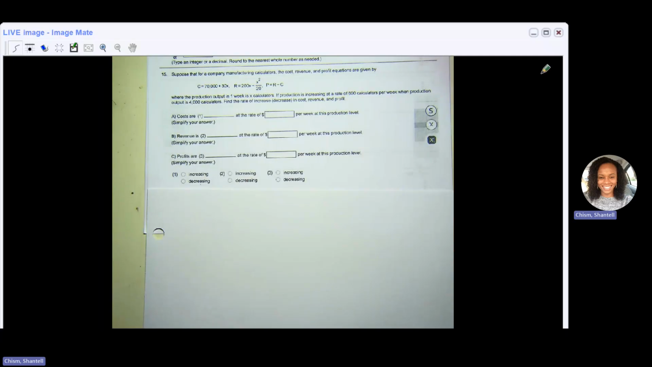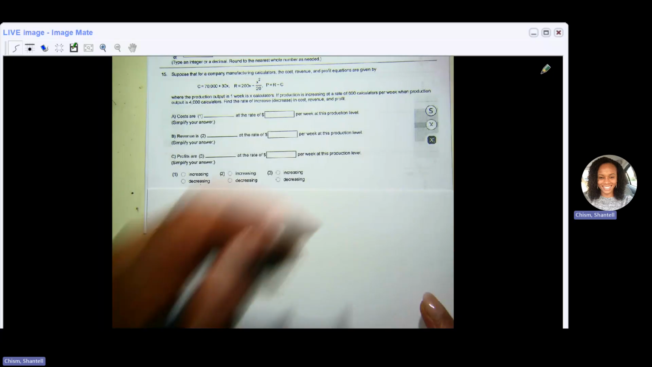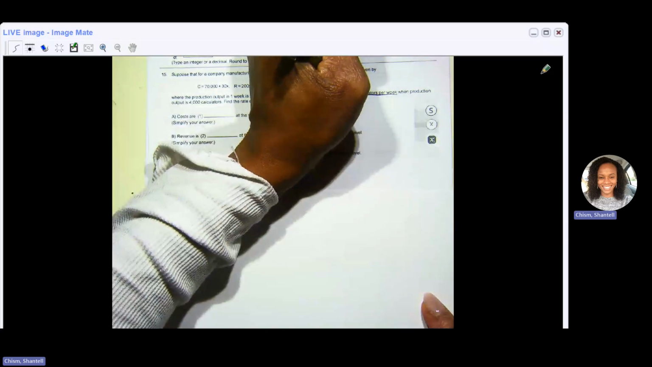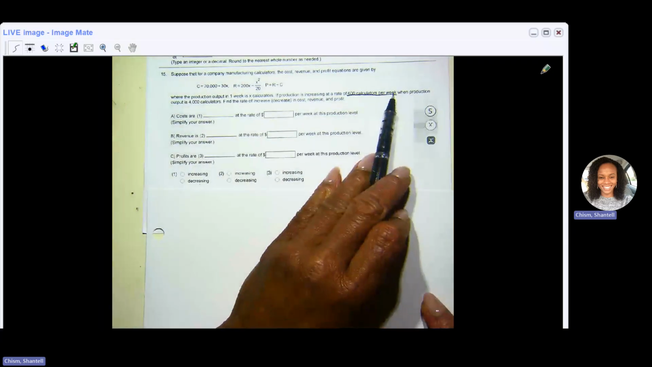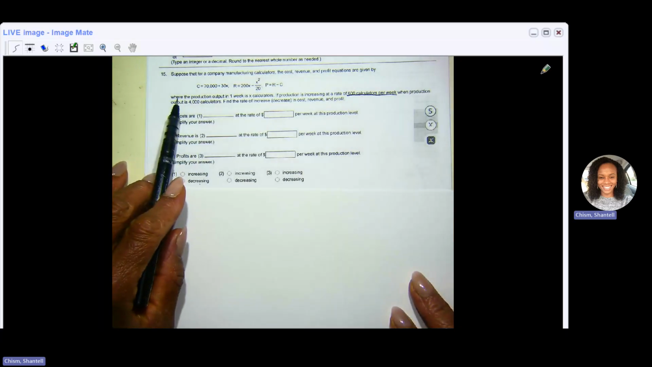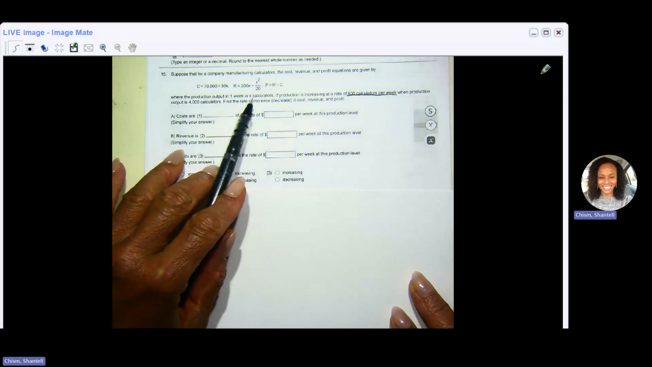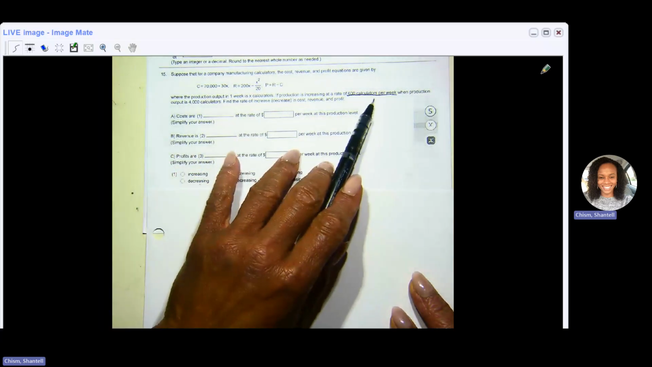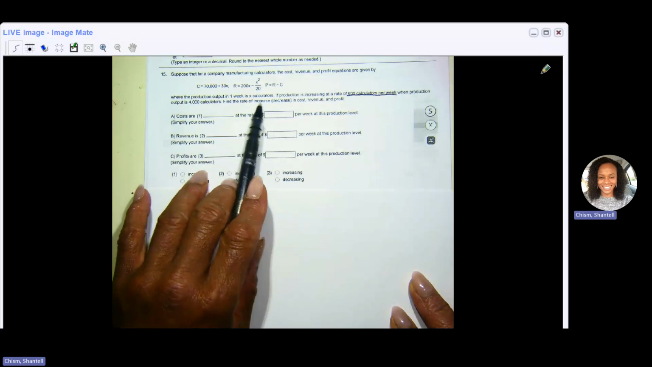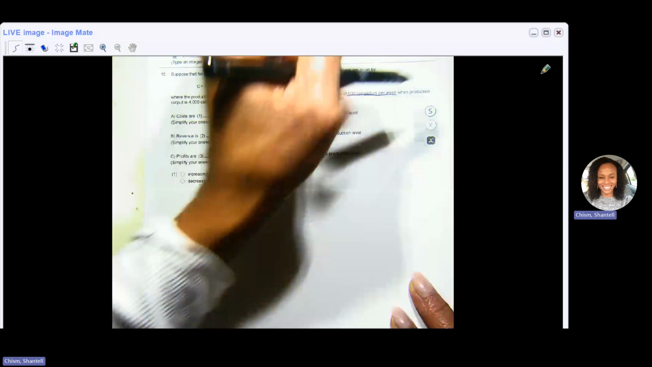So for part A, it says, oh, sorry, let me read that first. It says if production is increasing at a rate of 600 calculators per week. So I'm going to underline that. So that's how we know we're dealing with a rate that's related to time per week, okay? So if production is increasing at a rate of 600 calculators per week, so this is right here, this statement, it says where the production output in 1 week is X calculators. So we're talking about the rate of X. Production of X calculators, this is the rate of X. So that means this is dx over dt, okay?